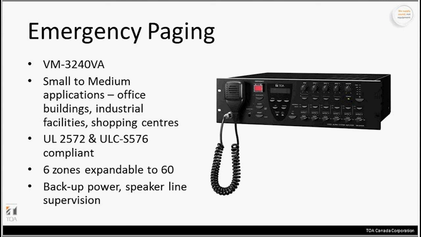Emergency paging. There are more and more requests for this all the time. Perhaps your customer is looking for an emergency PA. The VM3240 VA that's pictured there is just made for this situation. Ideal for small to medium-sized applications, office buildings, factories, even malls. The VM3000 is the world's first voice evacuation system to comply with both the American and Canadian mass notification standards. It includes features like backup power, a built-in digital message repeater, and speaker line supervision. The box you see there has 6 zones with 240 watts over 6 zones, but it can be expanded to as many as 60 by adding VM3240E extension boxes.